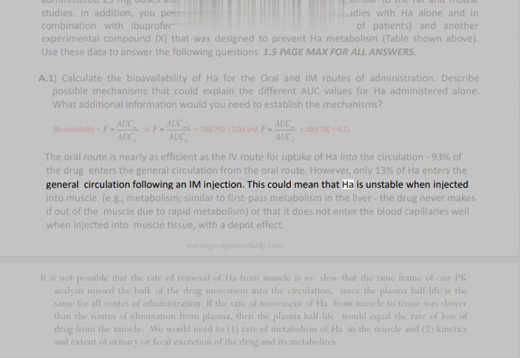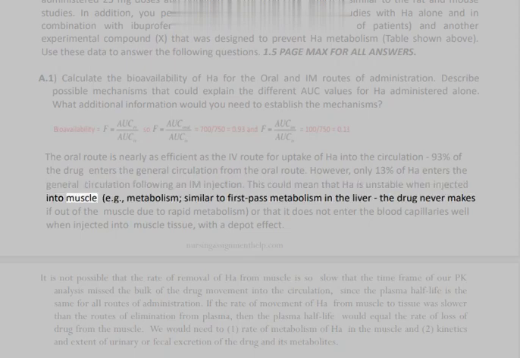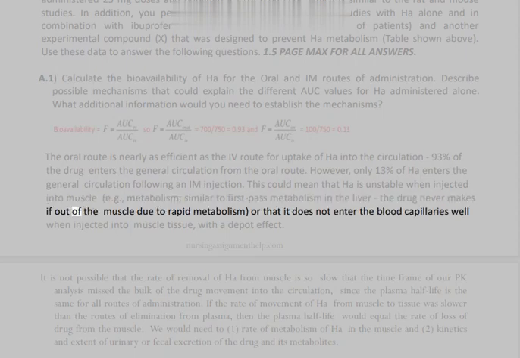This could mean that HA is unstable when injected into muscle, for example, metabolism similar to first-pass metabolism in the liver, the drug never makes it out of the muscle due to rapid metabolism, or that it does not enter the blood capillaries well when injected into muscle tissue, with a depot effect.